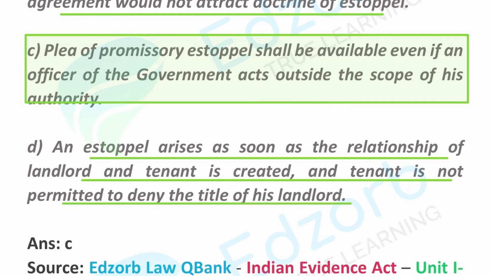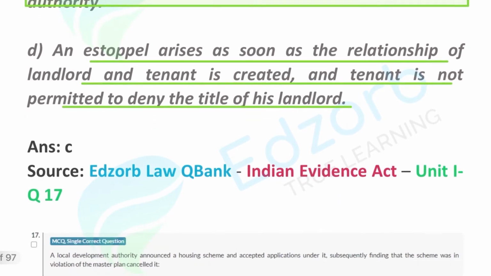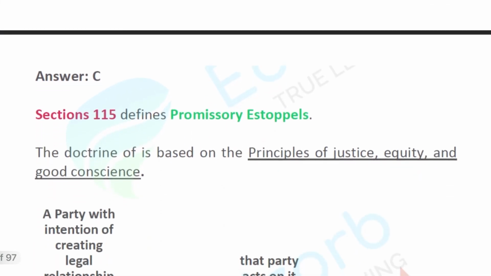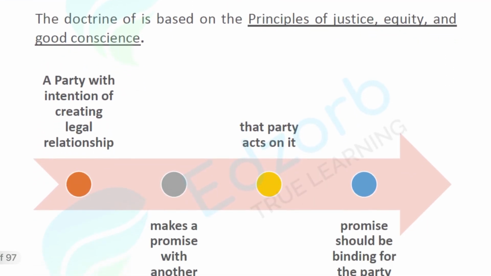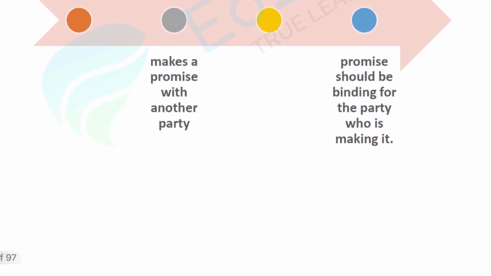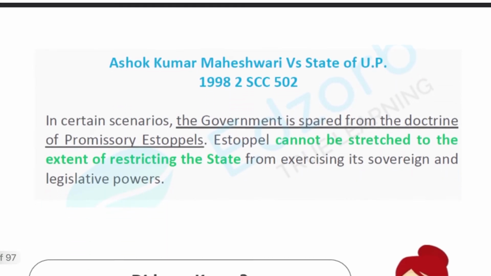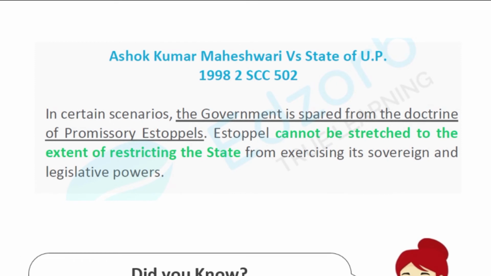A plea of promissory estoppel is not available if the officer of the government is acting outside his scope of authority. This is covered under section 115 of the Evidence Act. This principle envisages a party acting upon a promise and doing something in furtherance of that promise. In such a situation, the other party would be estopped from going back on what it had to perform.